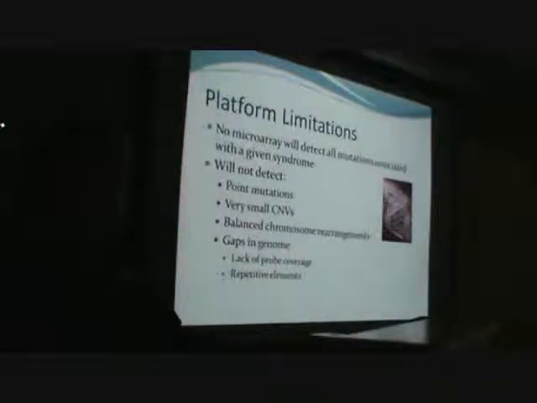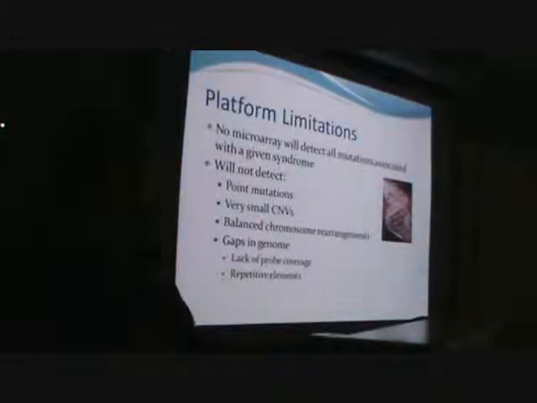It won't detect your point mutations. It may not always detect your tiny CNVs. Balanced chromosome rearrangements, it may not detect all of them either, unless there are submicroscopic imbalances at the breakpoint that are pathogenic. The other thing is there are still gaps in the genome.